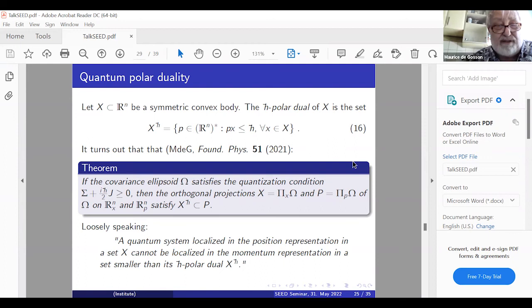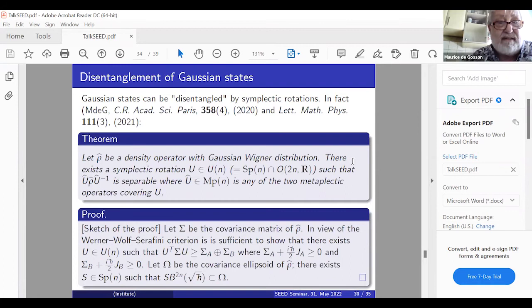Okay, it smells very much like the uncertainty principle, and it's also related to the principle of the symplectic camel, but no, I will not have time to talk about that. And entanglement, I will not have time to talk about that, and disentanglement and so on.